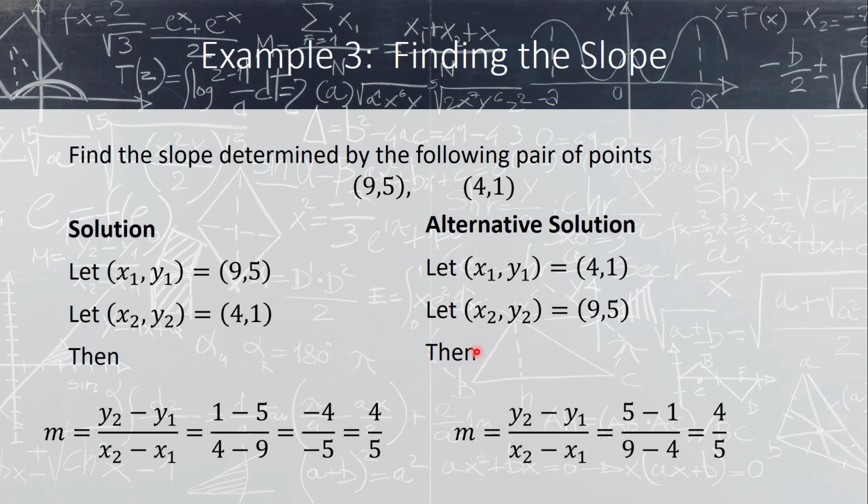Then y2 minus y1 is going to be 5 minus 1, positive 4. x2 minus x1 is going to be 9 minus 4, positive 5. No negative signs to deal with. One less degree of complication, and we get the exact same response. So basically, 2 approaches for the exact same problem.